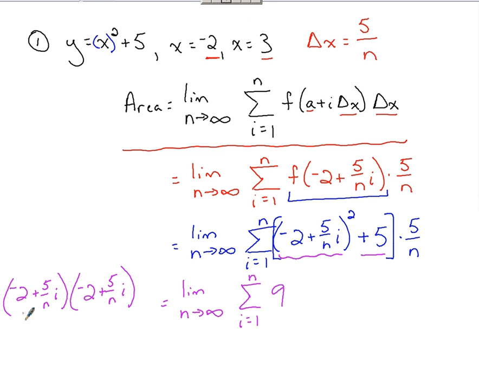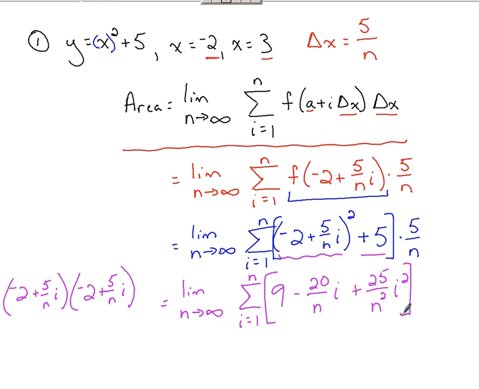As far as the outside terms and the inside terms are concerned, those are going to be the same thing. When I multiply negative 2 to 5 over n i, I get negative 10 over n i. So, two of those would be negative 20 over n i. And finally, I'm multiplying my last terms here. 5 over n i times 5 over n i. I'm going to get plus 25 over n squared i squared.